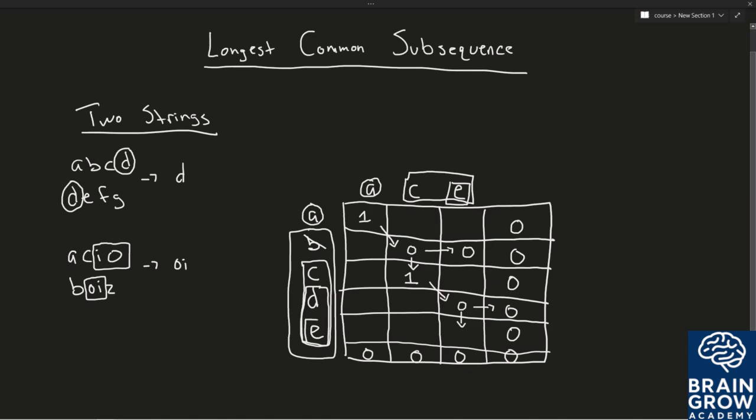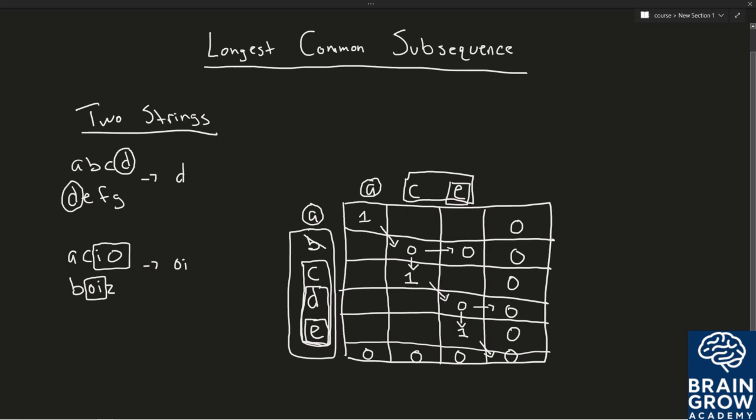So now we're comparing E to E, which means that we have a 1. Since we have a match, we move diagonally. And since we see we have a 0 here already, we're done.